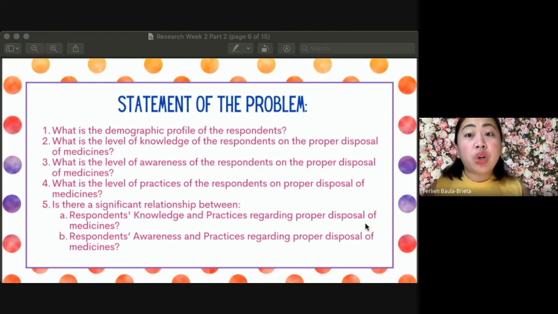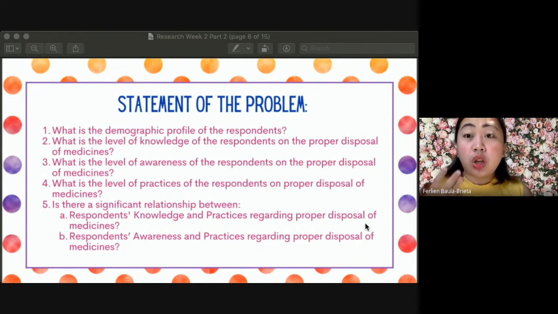So those are demographic profile. You will just include what is significant to your research problem, right? So do not put everything there. Do not ask for all of the respondents' background because we're not doing a census here. The next objective would focus now on your specific problem.